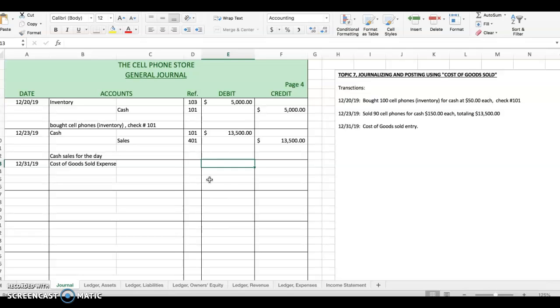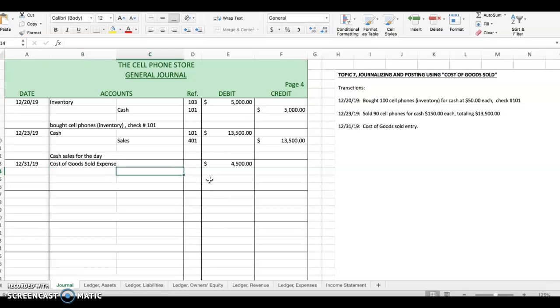Well, what was our cost for the goods that we sold? Well, we sold 90 cell phones, and those 90 cell phones cost us $50 a piece. So multiply the number of cell phones we sold, the 90, times the cost that we paid for those cell phones, 50, and you get $4,500. That's the amount of the expense, the cost of goods sold expense.